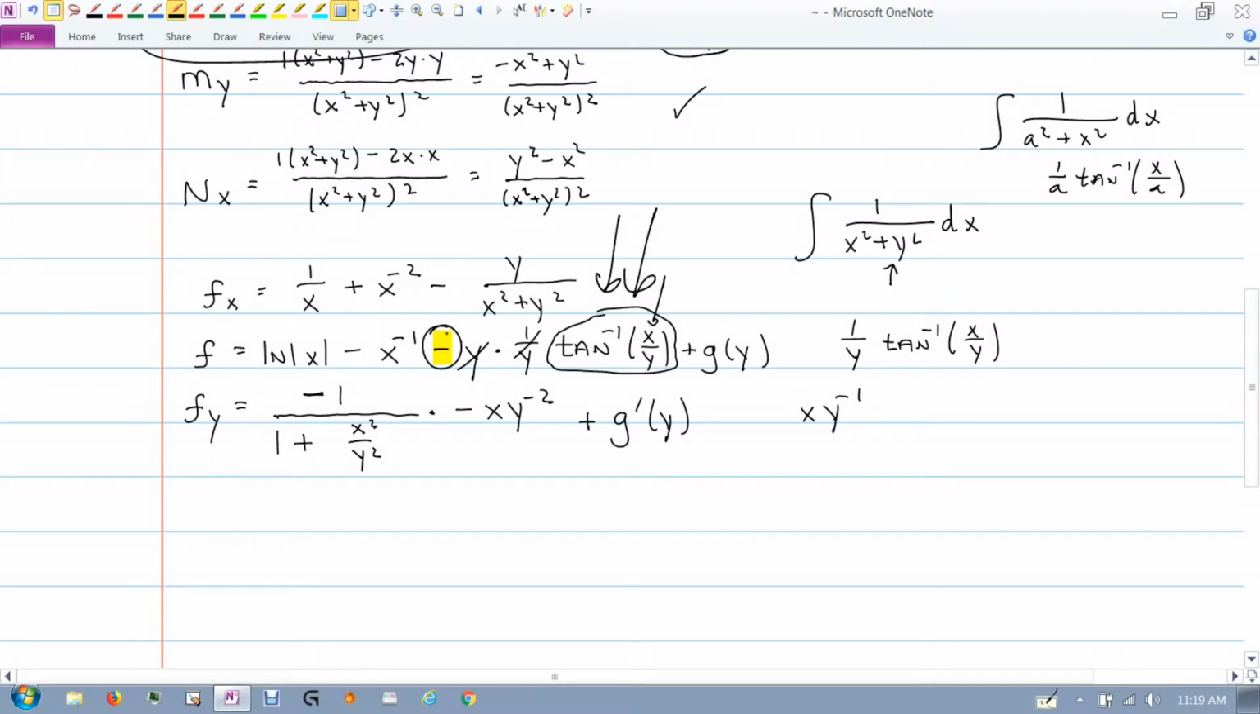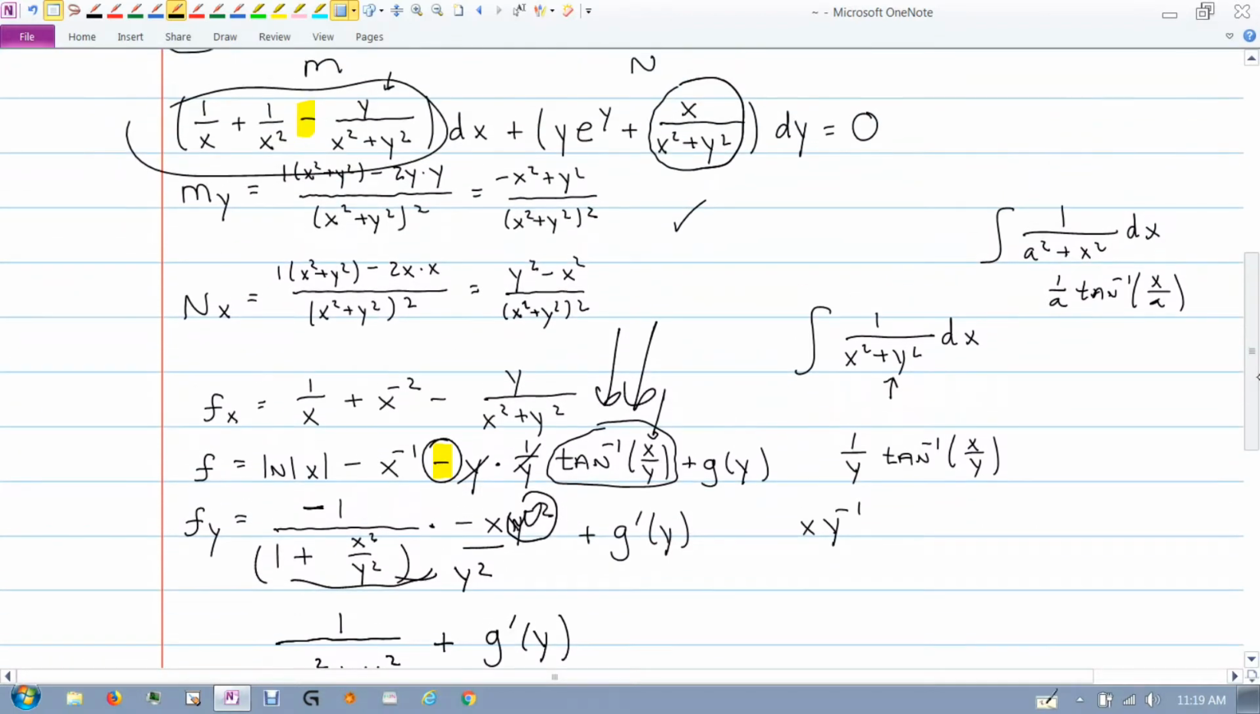Okay, so when we do this, you're basically going to have a positive 1 on top, because negative and negative. And this y to the negative 2 goes on the bottom as a y squared. So it's really like over y squared. And then you can distribute that y squared through the bottom. And what you get is y squared plus x squared over y squared times y squared, the y squareds cancel, so you get that. And then we have plus g prime of y.